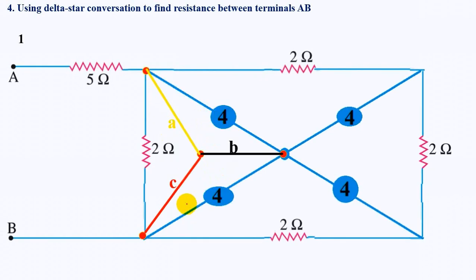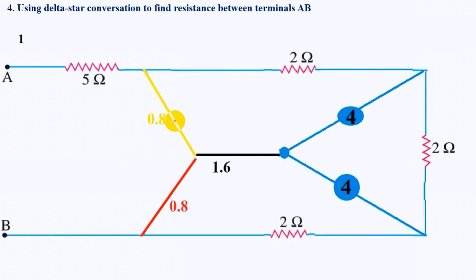What have I done? I've converted from this delta to star. Which do you retain? Which do you eliminate? I repeat, which do you retain? Which do you eliminate from delta to star? Eliminate delta, retain star, right?